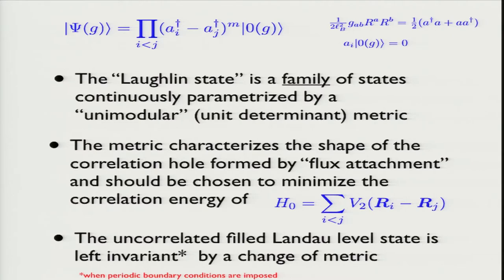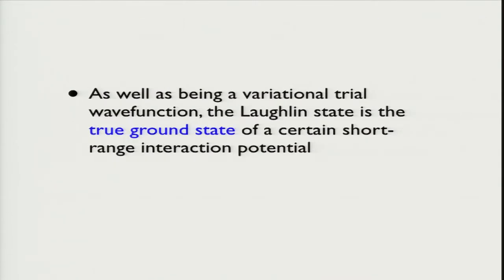So it turns out different Laughlin states are parameterized by their correlation hole, which is going to be the flux attachment shape that builds these composite particles, while there's no correlation of any kind and no correlation hole in the filled Landau level, which is invariant under metric changes. Okay, so as well as being a variational trial wave function, the Laughlin state is actually the true ground state of a certain short-range interaction potential, as I mentioned.